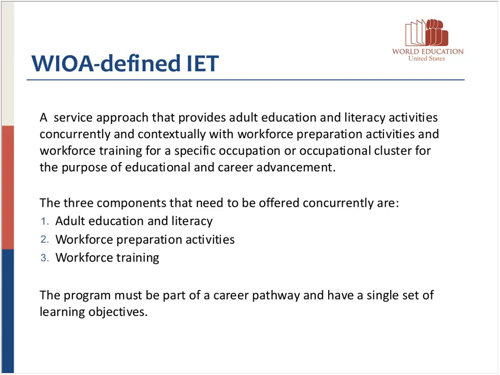And key to the model are these 3 components. So adult education and literacy, which is your basic skills and English language acquisition. General workforce preparation, and that's such as digital literacy, problem solving, teamwork, career exploration, those general transferable work readiness skills. And then occupation-specific workforce training that prepares adults with credentials that can advance them along a career pathway. And these 3 components need to be offered concurrently rather than sequentially.